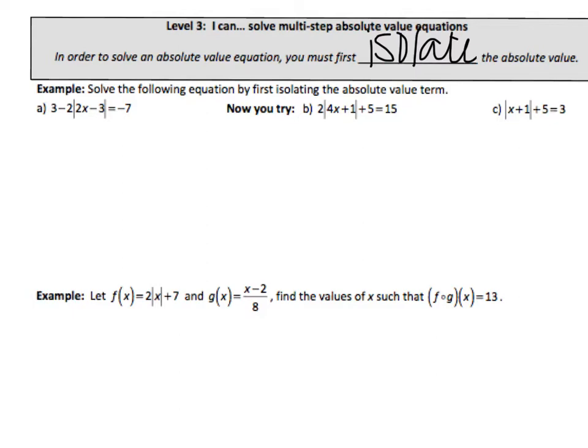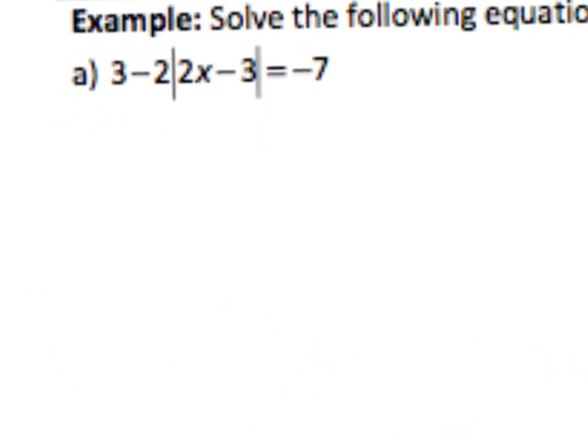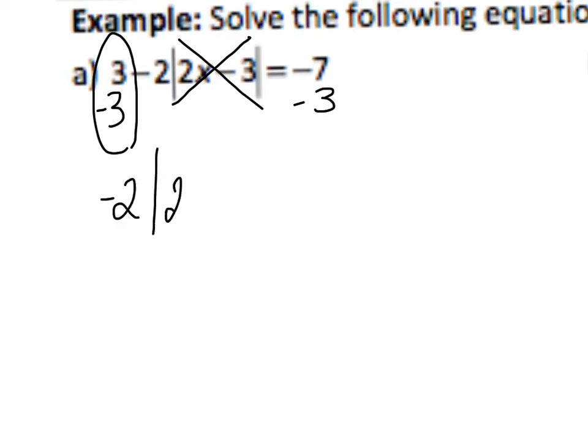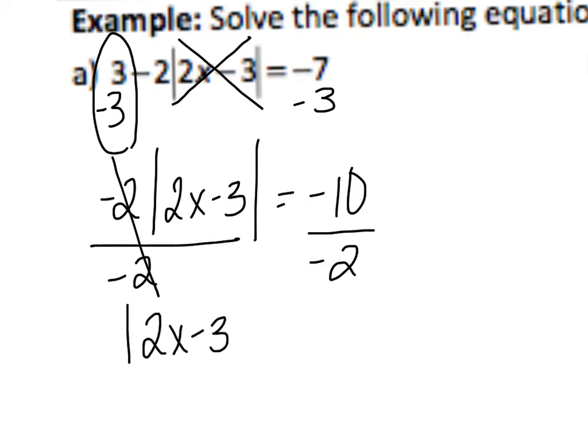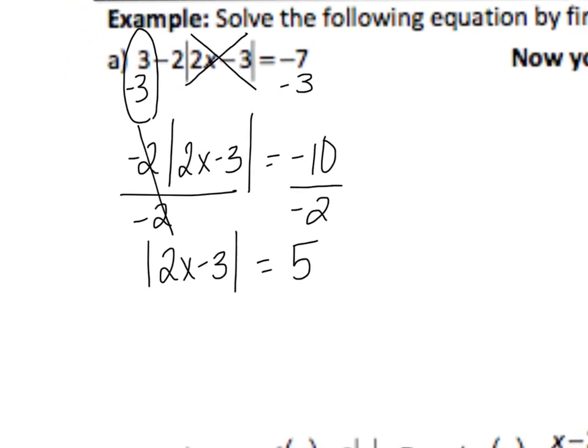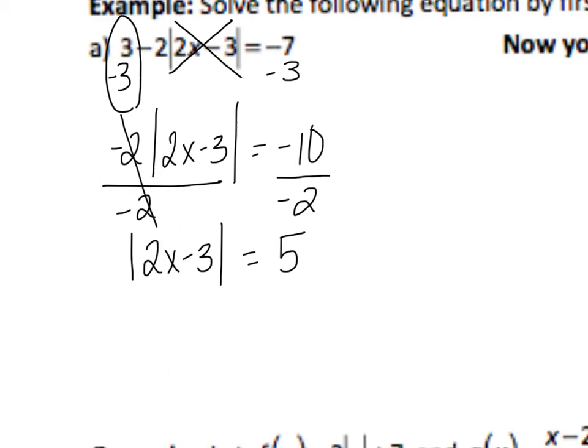So in letter A, we want to isolate the absolute value. Much like if this was a big X, you want to get that by itself. So you would first make this 0 by subtracting 3 from both sides. And now I'm going to divide both sides by -2. And now this looks like a level 2 type problem. So that's your goal when you're solving these. You want to make it look like a level 2 problem and then solve it from there.